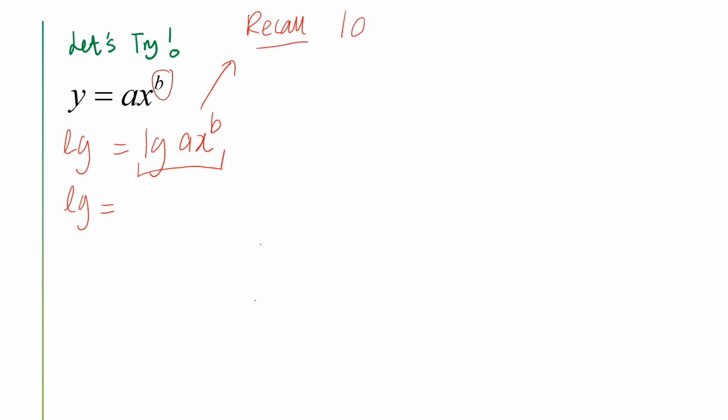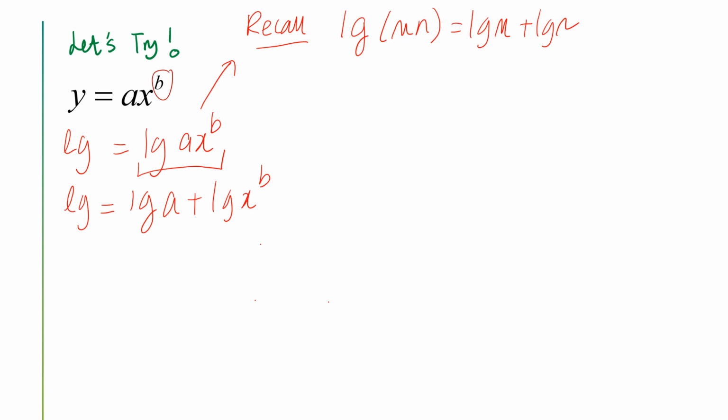If you have log of m times n, this will give you log m plus log n. So this will give us log a plus log x to the power b. Oh, I forgot my y here. Let me write it properly.